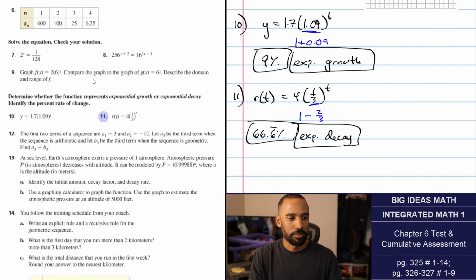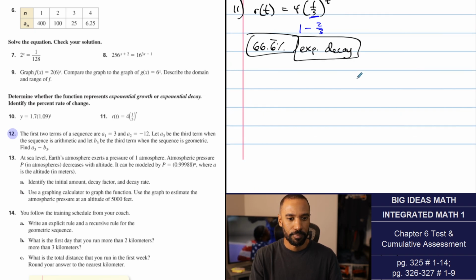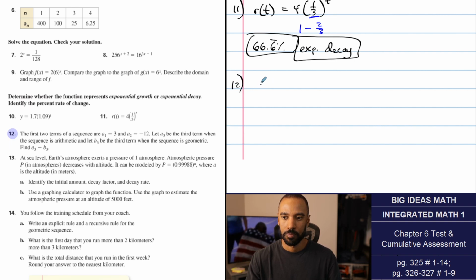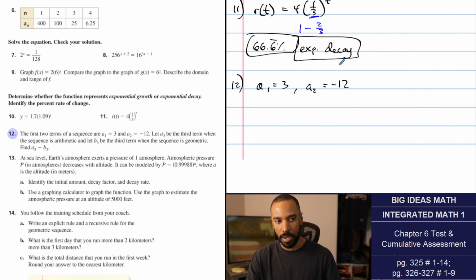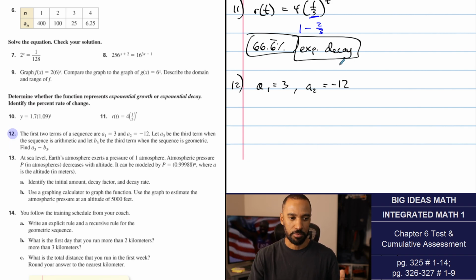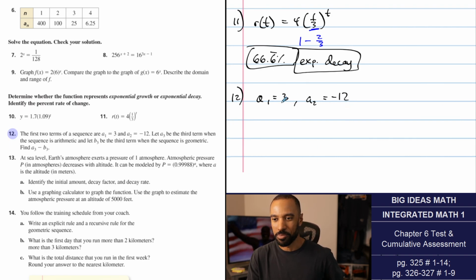Okay, number 12. The first two terms of a sequence are 3 and negative 12. Let a sub 3 be the third term when the sequence is arithmetic, and b sub 3 be the third term when the sequence is geometric. Find a sub 3 minus b sub 3. This is the kind of question you only see on the chapter test. You don't tend to see them in the normal problem sets or anything like that.